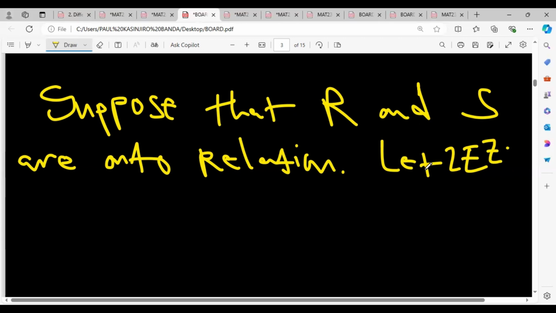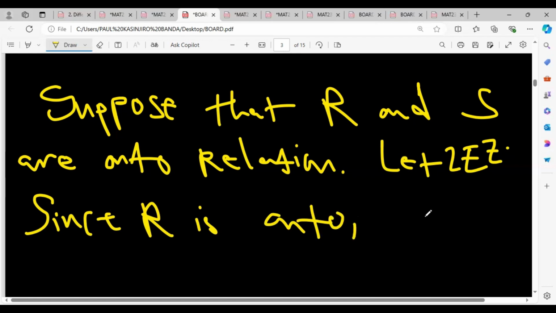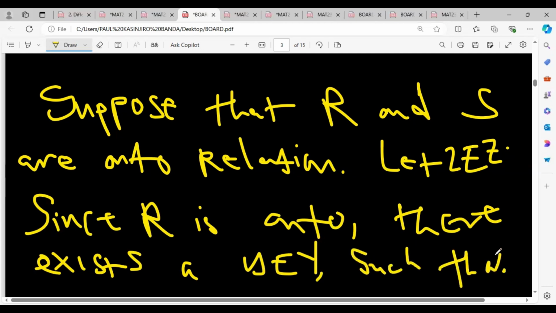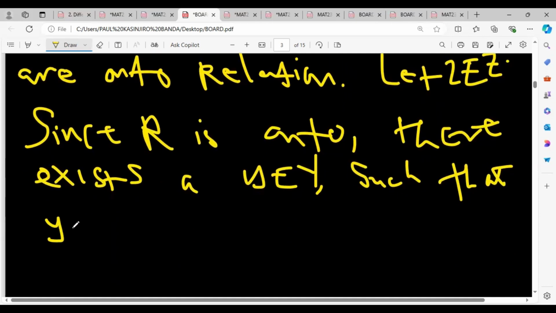Since R is onto, then by definition there exists a Y in the set Y such that the coordinate Y, comma Z is a member of my relation R. So this is what I have there.